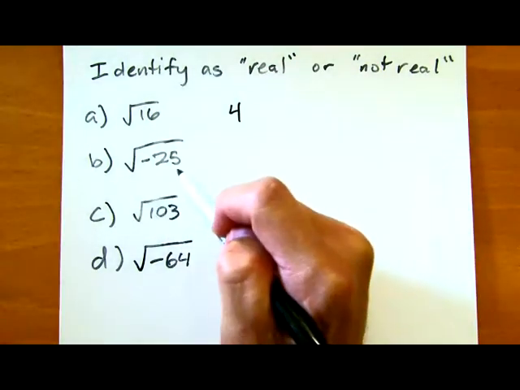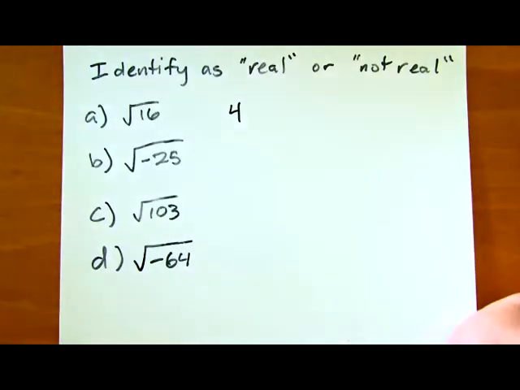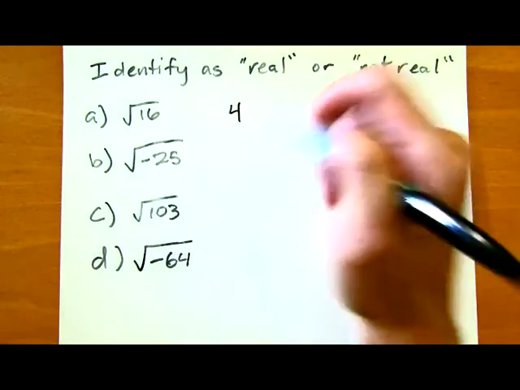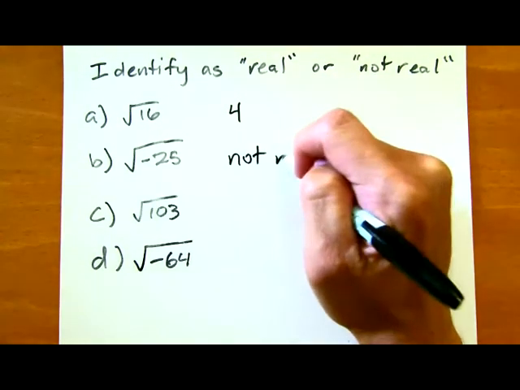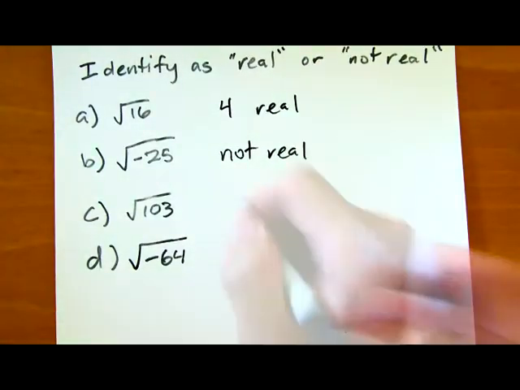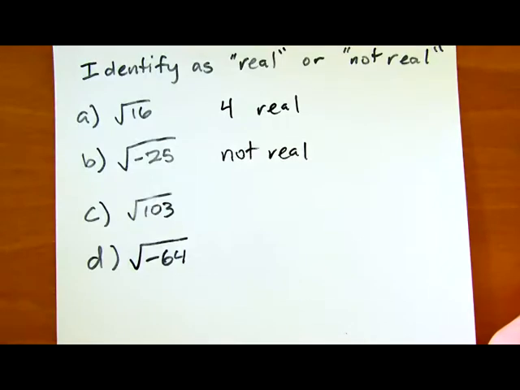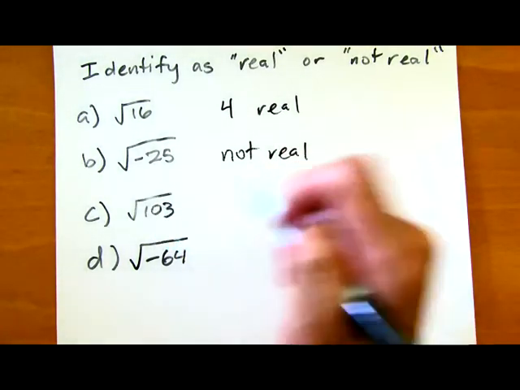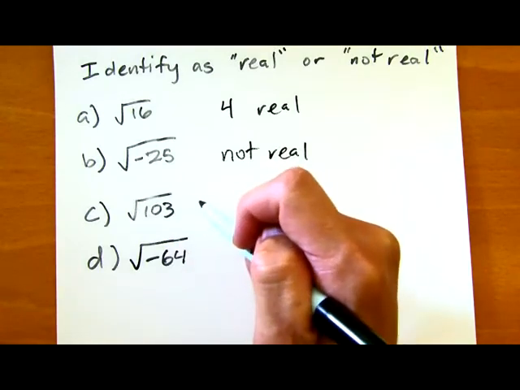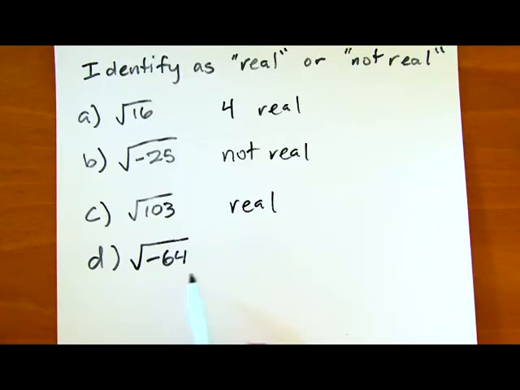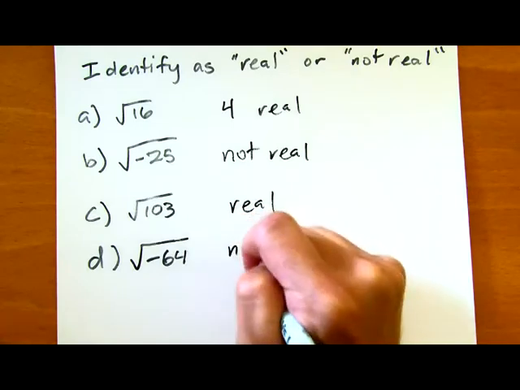The square root of negative 25. That one's not possible. Yeah, there's nothing that multiplies out to give us negative 25. This one is not real. This one is real. Square root of 103. It's ugly, yeah, 10 point something, but we do have a number that will give you square root of 103. So this one is real. This one, there's nothing that multiplies out to negative 64, so this one is not real.